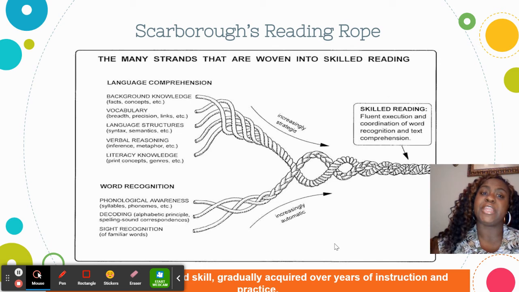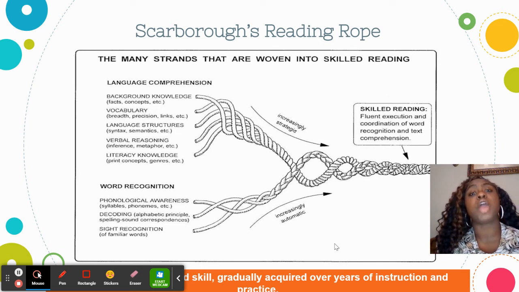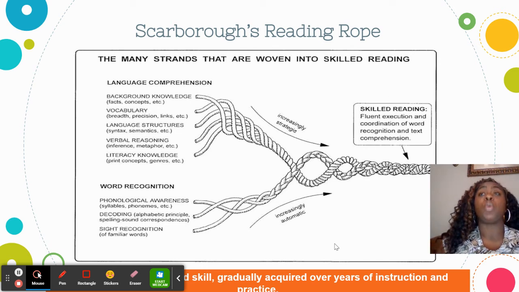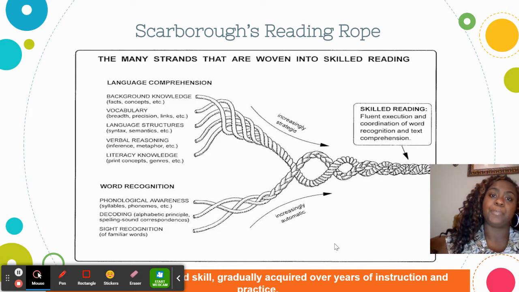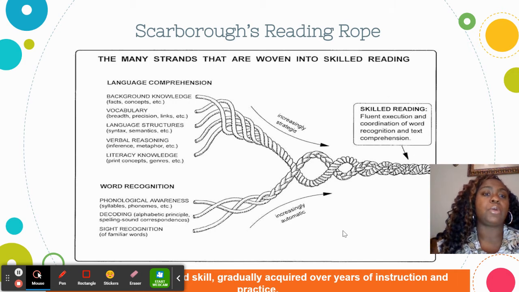In today's short video, I'm going to explain Scarborough's reading rope. The rope model unravels the skills involved in becoming a proficient reader, and it also helps educators identify ways that they can assist students in learning to read. So, this model is divided into two components. You see word recognition at the bottom, and then language comprehension at the top. So we're going to take a look at word recognition first.